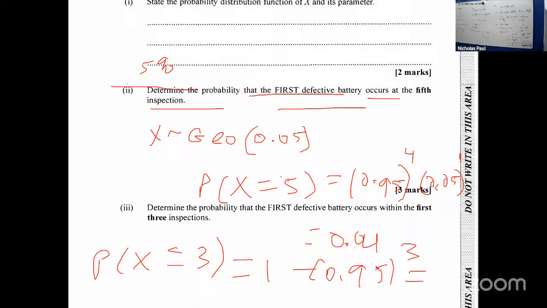What did I get for that one? 1 minus 0.95 all cubed.